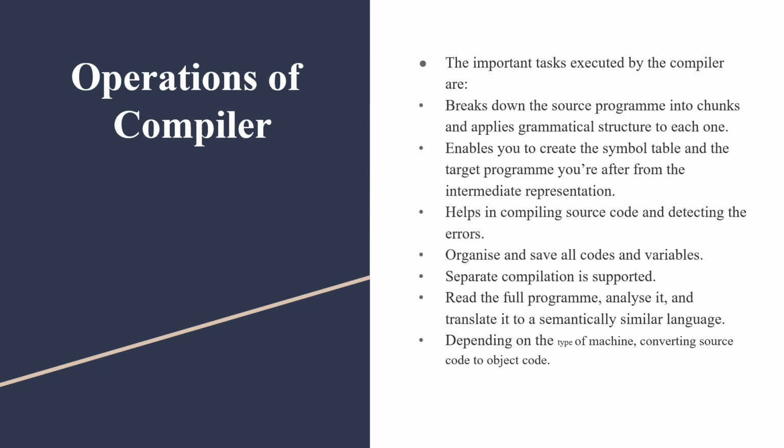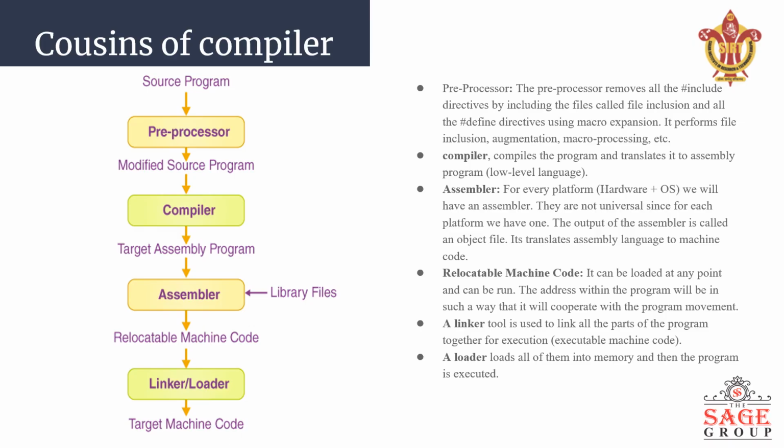It organizes and saves all the codes and variables in the symbol table. It separates out compilations; separate compilation is supported by the compiler. It reads the whole program, analyzes it and translates it into a semantically similar language depending on the type of machine, converting the source code to the object code. So these are the important tasks executed by the compiler.